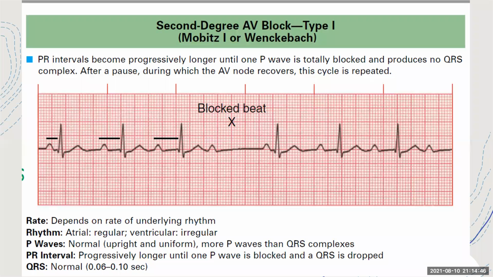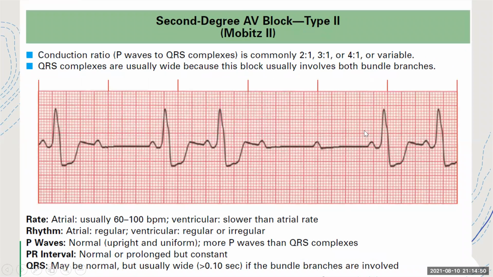Another name is Wenckebach. Now for type 2, what will we see? In type 2, if you could just appreciate here, first of all, this RR interval is changed. See here, the RR interval is this much. Here it is so small. Again, this too much. So there is no proper RR interval here.